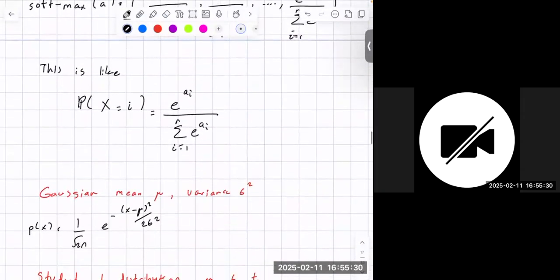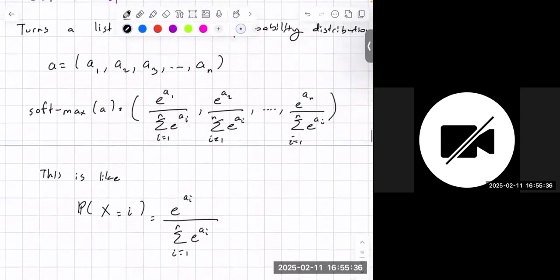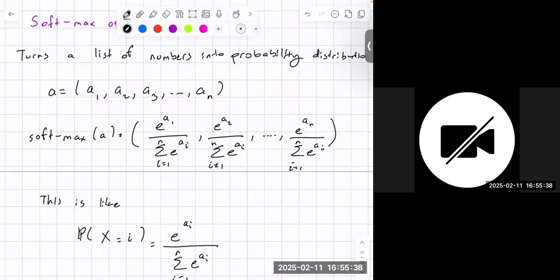And, you know, this is as if the ith category has that probability. That's what I was talking about. So far, so good. With only these definitions, categorical random variable and softmax, we can build logistic regression right away.